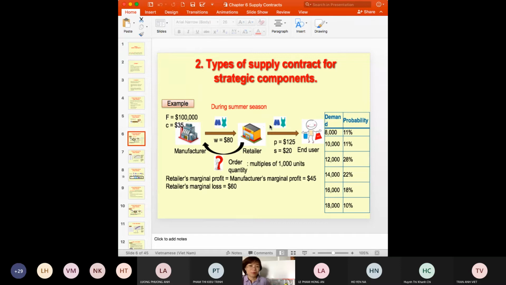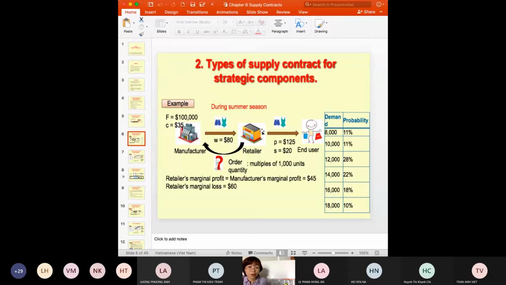So I will give you an example. In this example, we have the manufacturer. They have a fixed cost of $100,000 and a variable cost of $35. During the summer season, the manufacturer sells the product to the retailer at a price of $80 per unit.